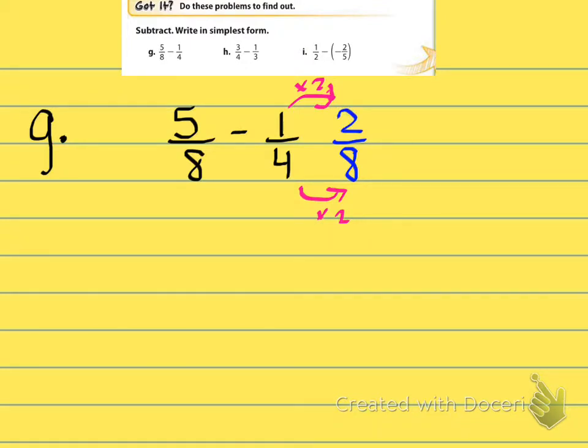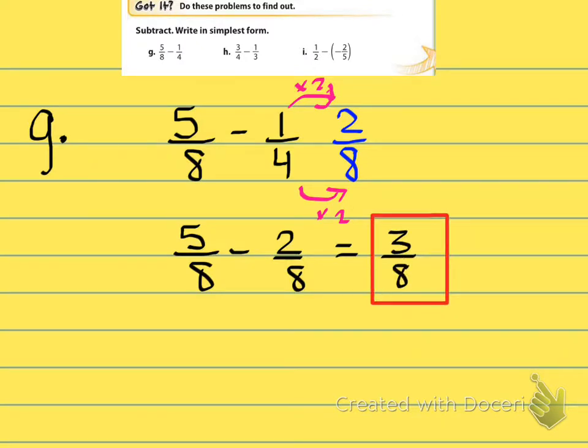And now I'm going to rewrite my problem. So I have 5/8 minus 2/8. And remember, you can do just the regular subtraction here. 5/8 minus 2/8 leaves you with 3/8. And then don't forget to box your answer.